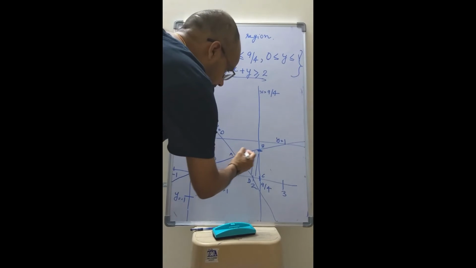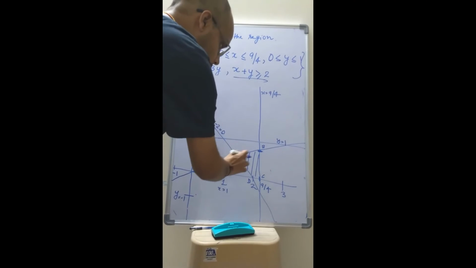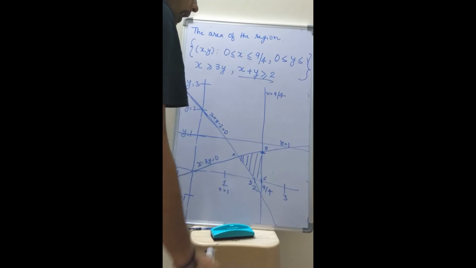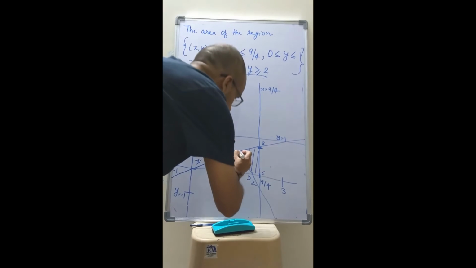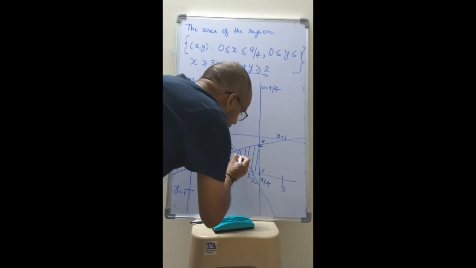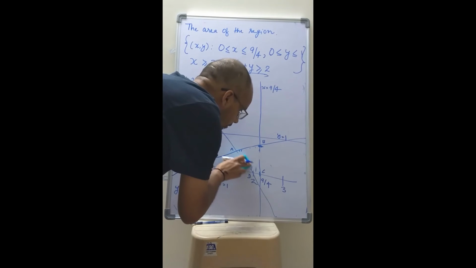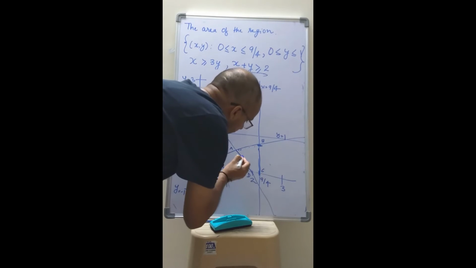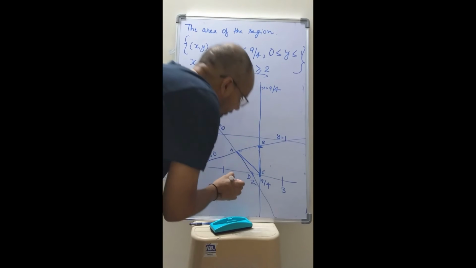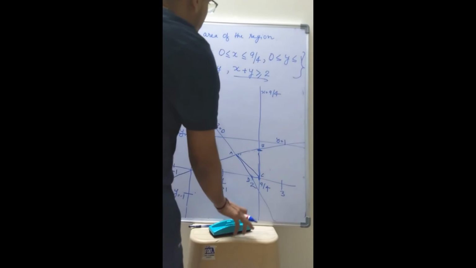So now I have marked A, B, C, D to represent all of this, and this is a quadrilateral, right? A, B, C, D. How do you find the area of a quadrilateral? Let's first divide this. So let me divide this into two triangles, right? One is ABC and the second one is ACD.